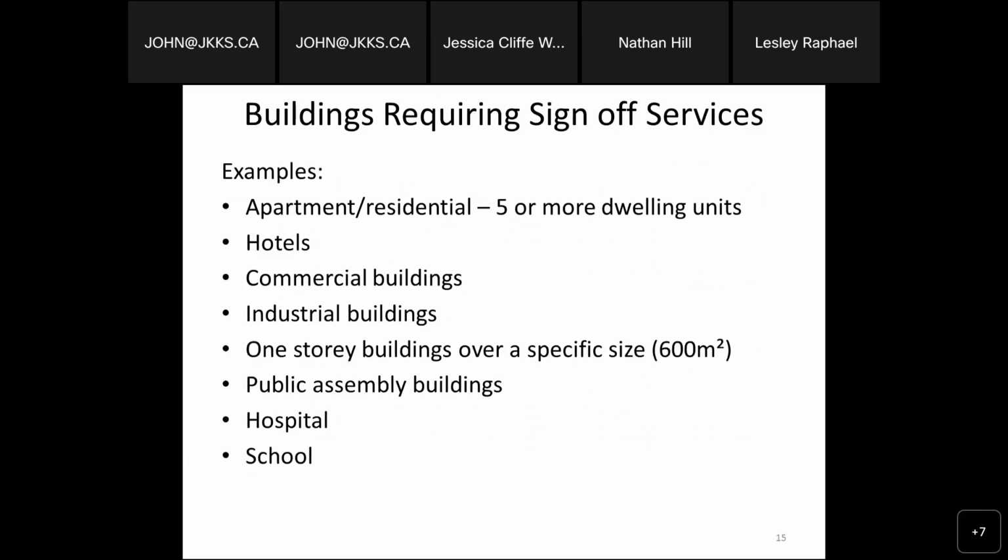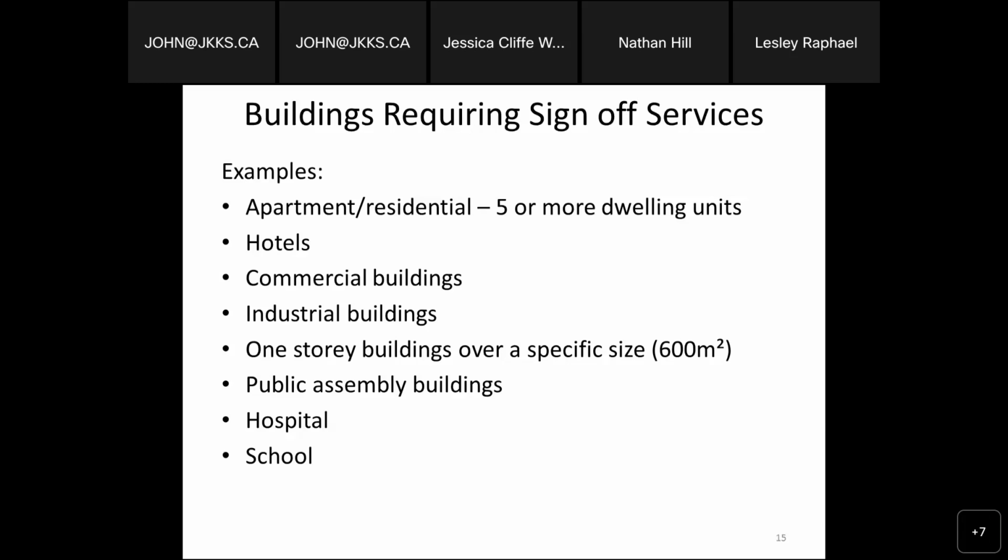So a few examples of buildings requiring sign-off services, as we can see here, are apartments that are residential, 5 or more dwelling. It may be different in some provinces. It may be 4 or more dwelling units. Hotels, commercial buildings, industrial buildings, one-story buildings over a specific size. So for example, over 600 square meters or roughly 6,000 square feet. Public assembly buildings, hospitals, and certainly schools. So again, these are things that need sign-offs, and particularly designed by architects or engineers.